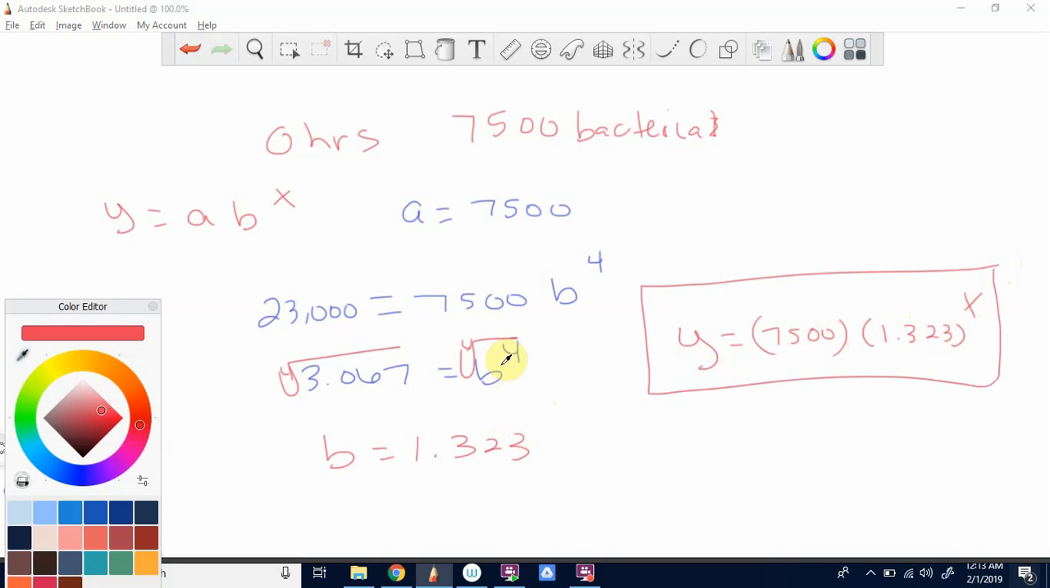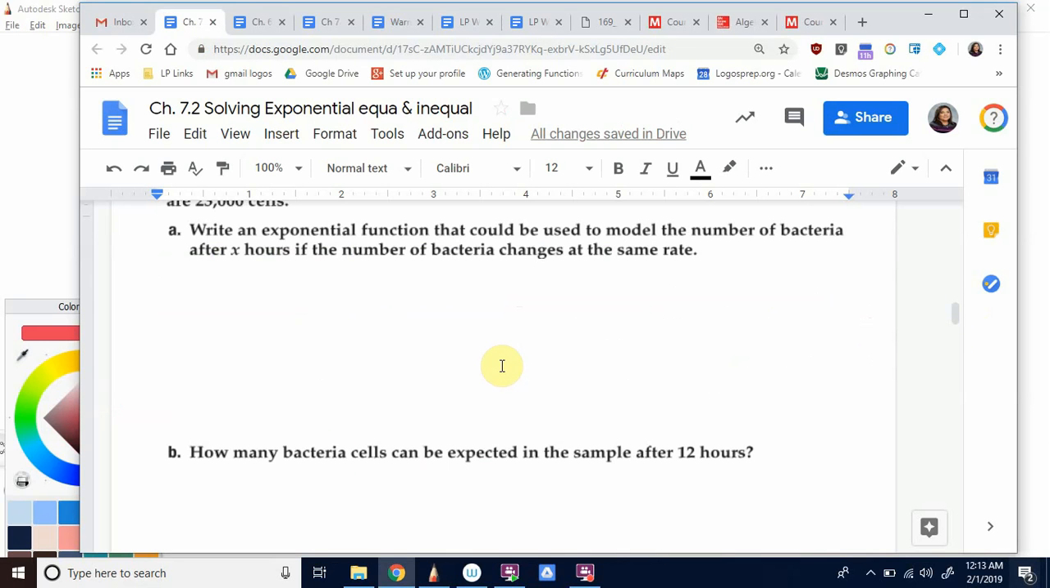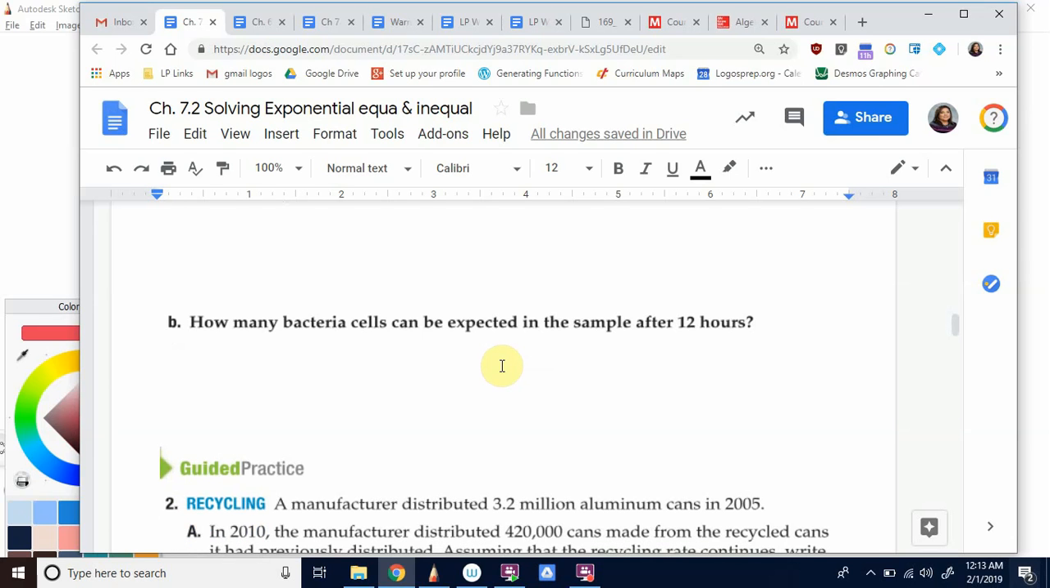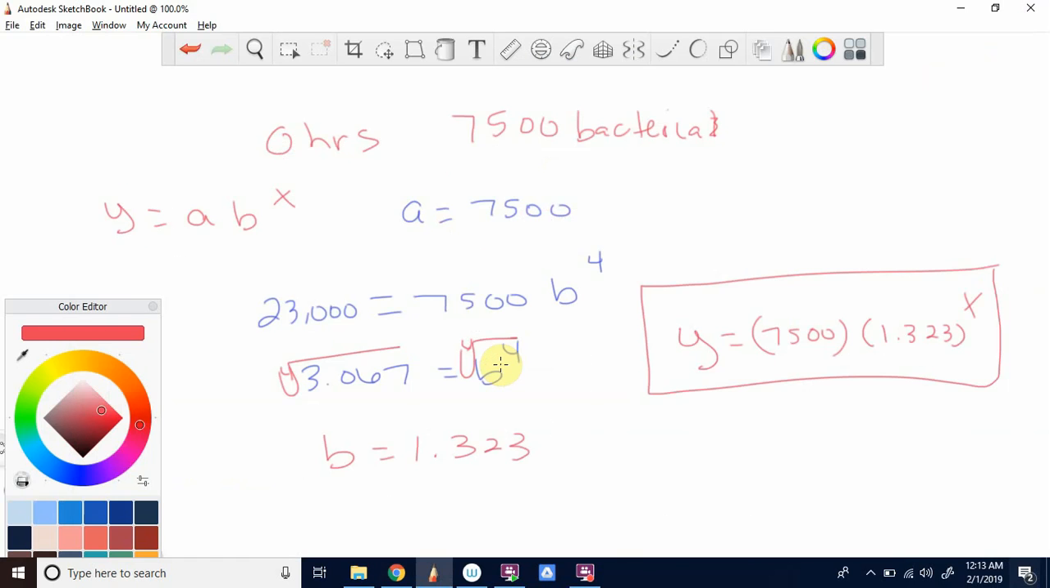Now part A just says write the equation. Part B says how many bacteria cells can be expected in the sample after 12 hours. Okay, so we want to know what y is when x is 12. And all we do is we put it in our calculator.